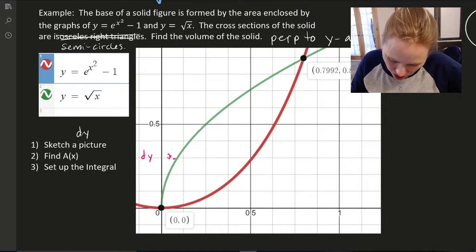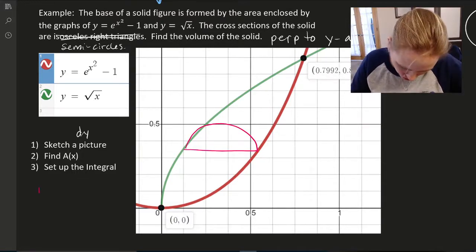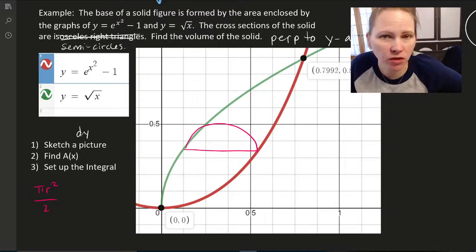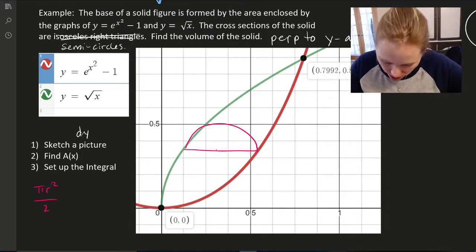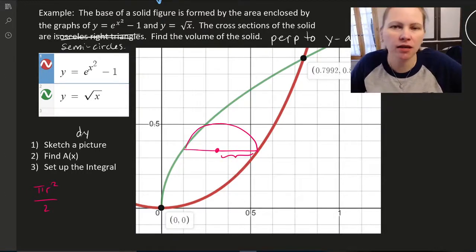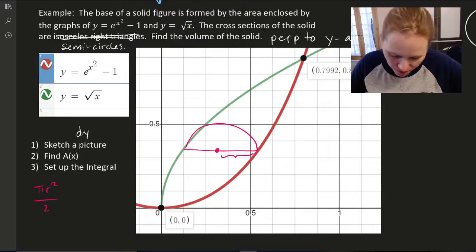Now just like the last example, when I think about what my length involved here, if it's a semicircle, I know I'm going to use pi r squared over 2 because it's a semicircle. So to use pi r squared, I need to know the radius. Well, the radius here is this distance. And I have to be careful because it's not the entire way between the two curves, but rather half of it. So this is where it gets a little bit tricky.